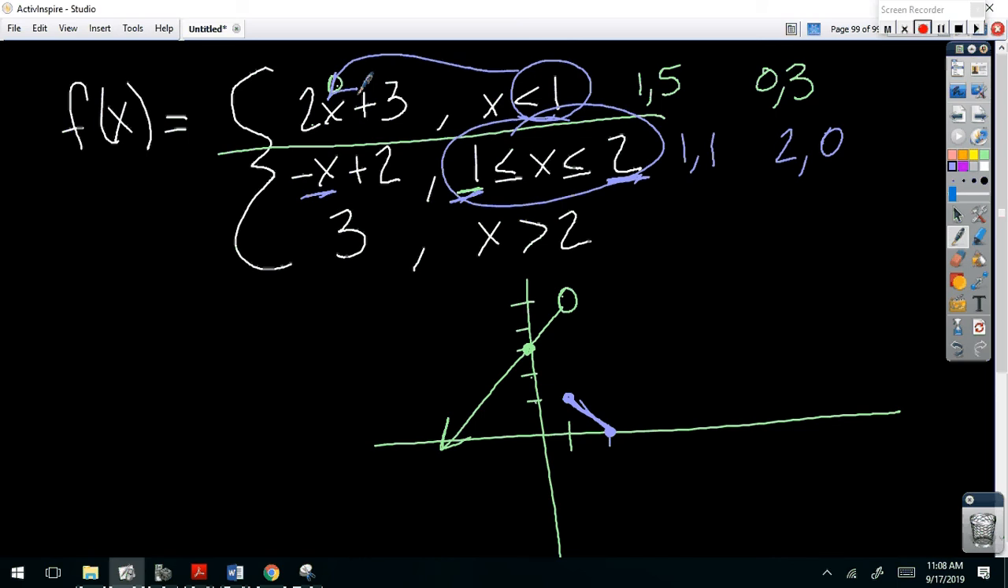And then for the last one, it's a horizontal line, but x has got to be bigger than 2, right? So it's a horizontal line at 3, so it's going straight across here, but it's got to be bigger than 2. Open at 2, and it goes off forever in that direction. Oh, at 3. It's at 3. The line is 3. 2 is the x restriction.